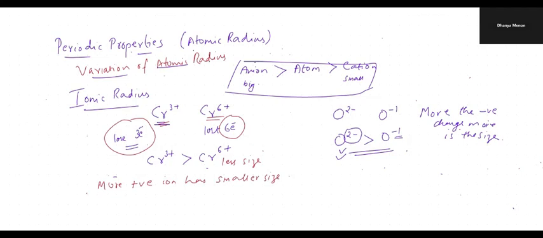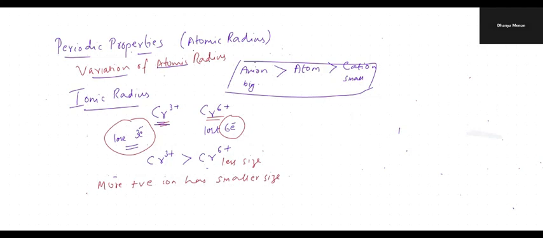Similarly, if I take an example of manganese 2 plus, manganese 4 plus, manganese 6 plus. This is also a transition metal having variable valencies. Here it has lost 2 electrons, 4 electrons, and 6 electrons. So definitely whoever has lost a lesser number of electrons will have a higher size than the rest of them. Okay, so this is how you do.